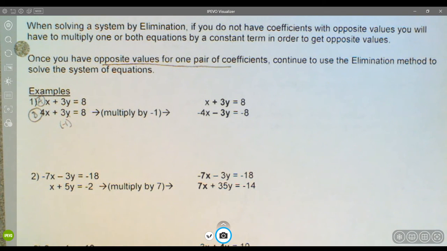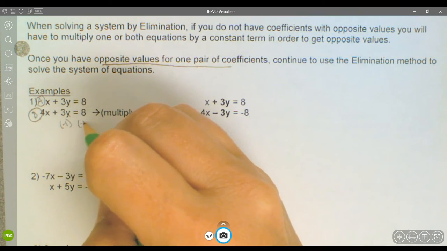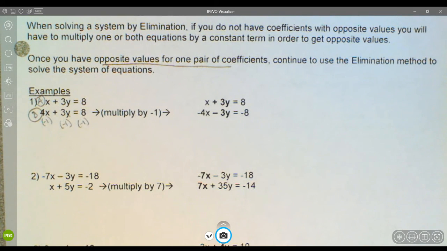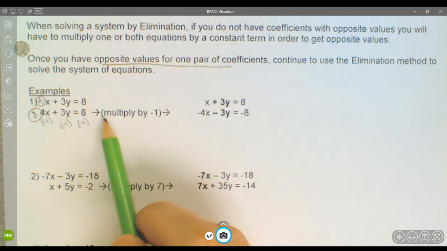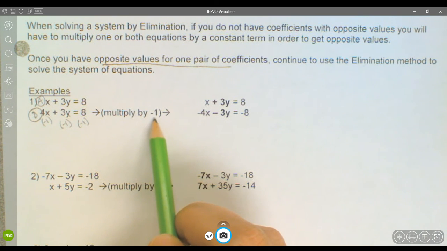However, it's an equation. So remember, what you do to one part of the equation, you must do to every part of the equation. That's the only way to maintain equality. So 3y gets multiplied by negative 1. So does this 8. So does this 4x. And what I normally do is, I won't write multiply by, but I'm doing this for us today. We're going to multiply the whole bottom equation by negative 1.